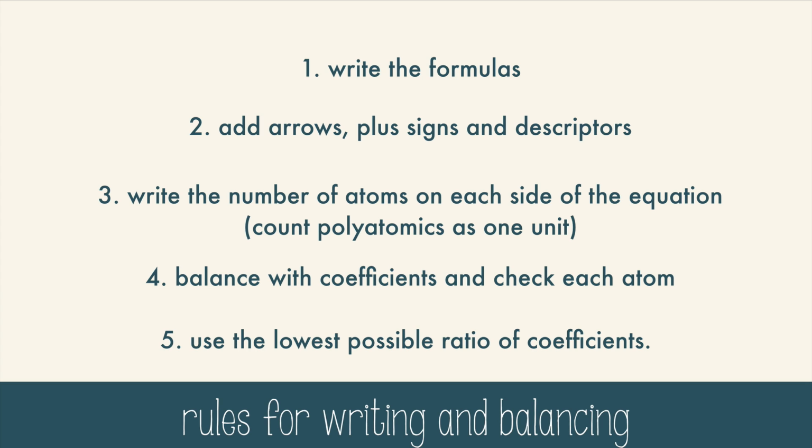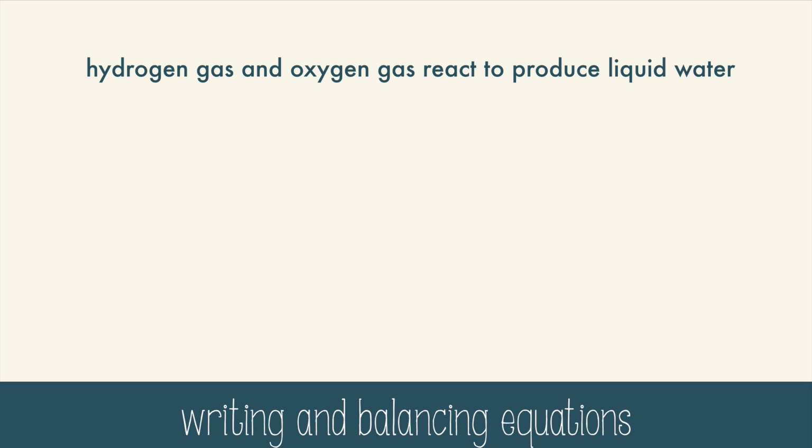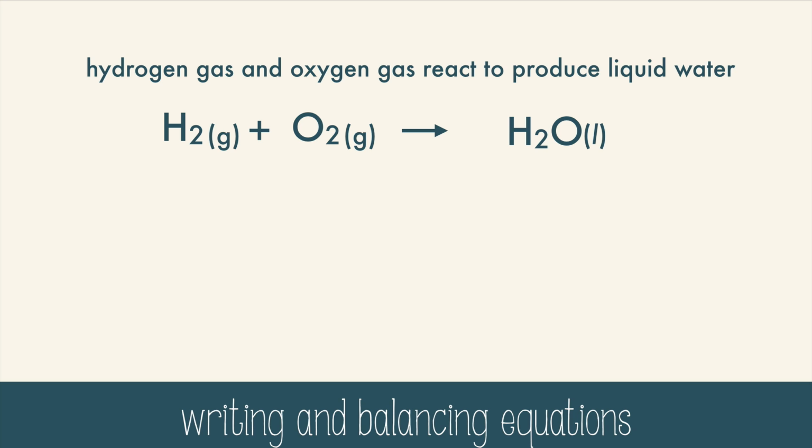Let's try an example. Hydrogen gas and oxygen gas react to produce liquid water. First, let's write down the formulas of the reactants and products. Hydrogen and oxygen gas are both Brinkelhoff twins, so we need to write them down as diatomic. Water is H2O. The phrase react to produce is where the arrow goes, and anytime you see the word and, use a plus sign. Now we can add other descriptors, gas for hydrogen and oxygen, and liquid for water.